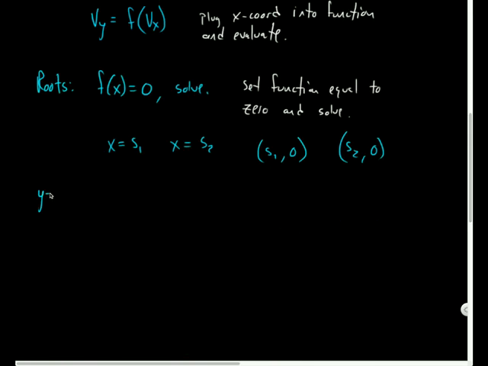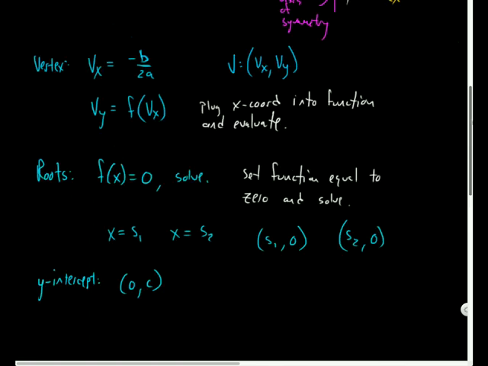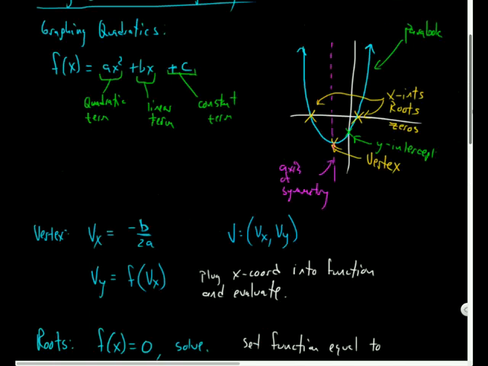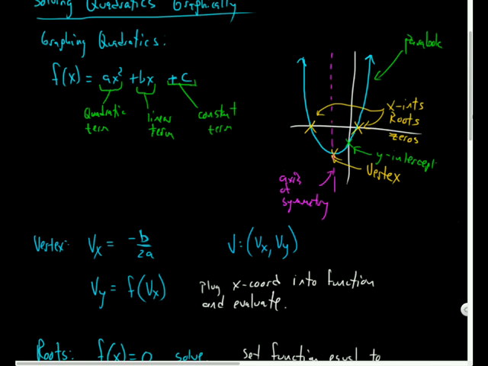The easiest point to find is the y-intercept, and that is going to be the point (0, c), where c is the constant term in our equation. Let's see, scroll up still. So that one's just a quick read.